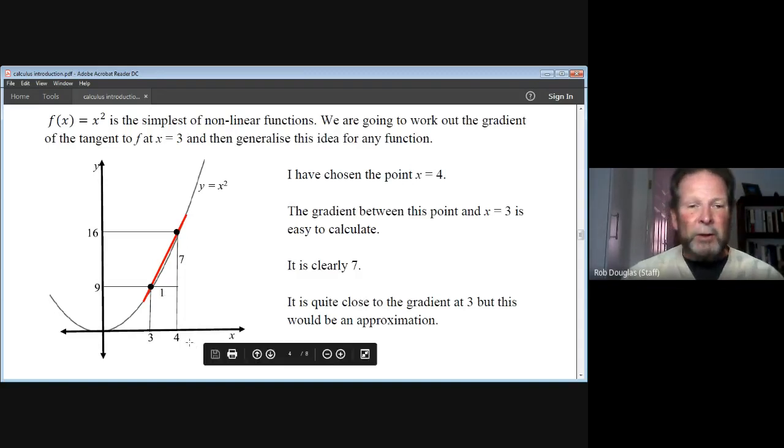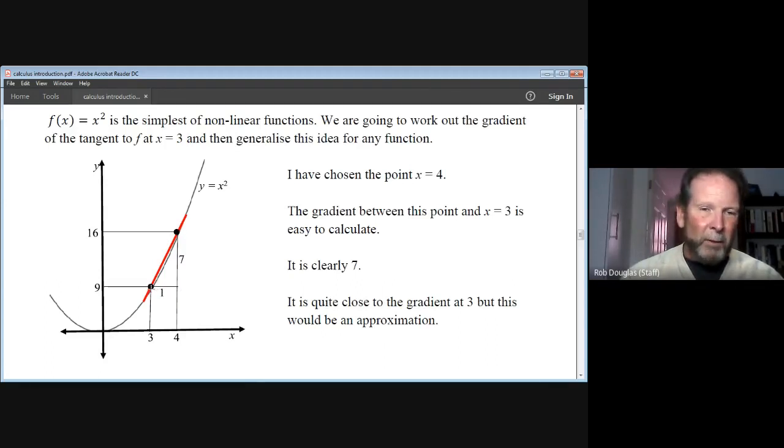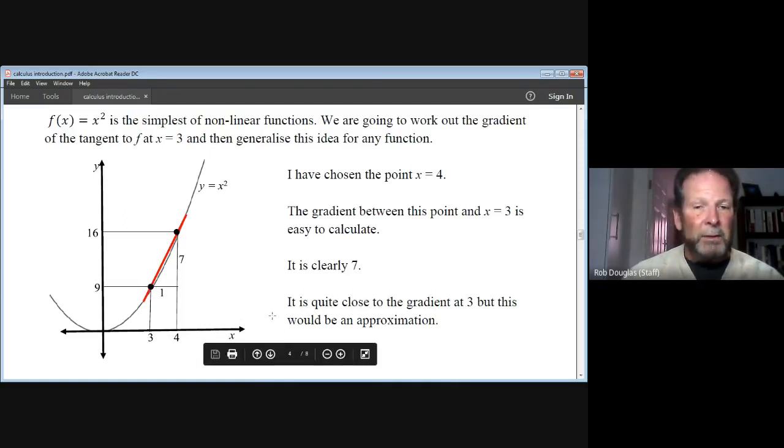Well, if we go just to 4, between 3 and 4, that's a run of 1. And between 9 and 16, it's a rise of 7. Well, that's 7 over 1. That's our first approximation. It's actually not exactly going to be that, but it's reasonably close.